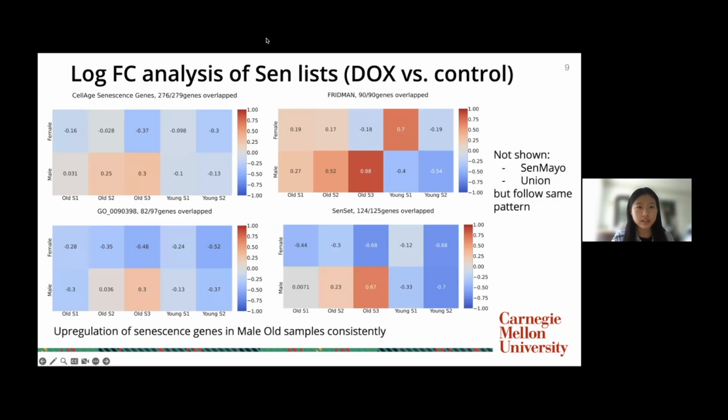We also looked at the log fold change analysis of several senescence lists comparing the dox-treated samples with the control-treated samples. We looked at the cell age Fridman GO set along with SenMayo and a union list of all these genes, which weren't shown, but they follow a similar pattern. We saw a lot of variability in the upregulation and downregulation of the gene sets, but we did see consistent upregulation of the senescence genes in the male old samples.